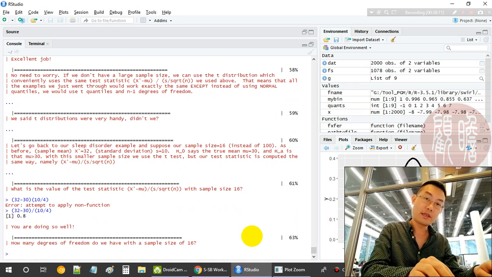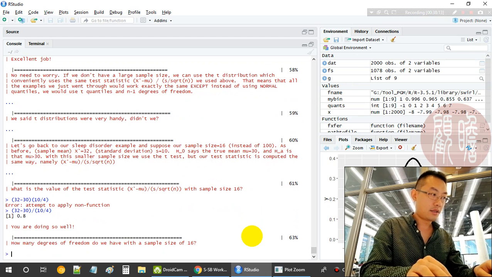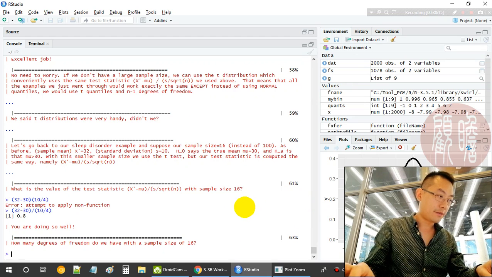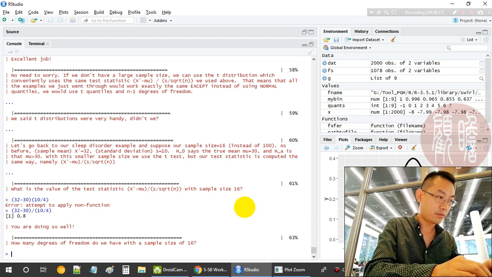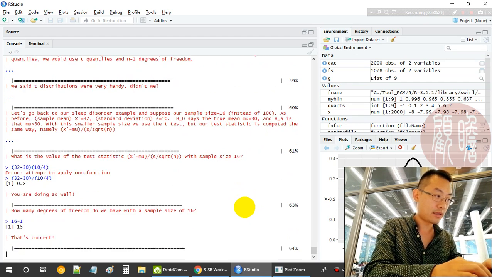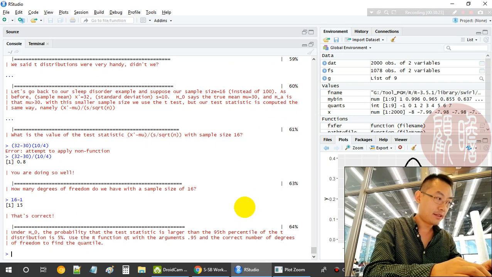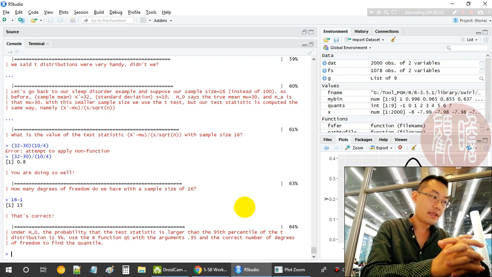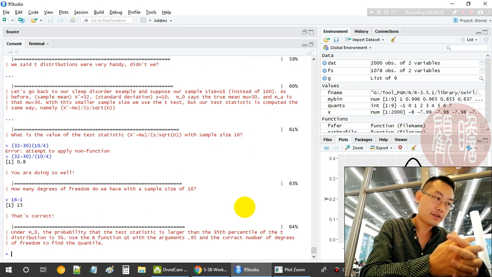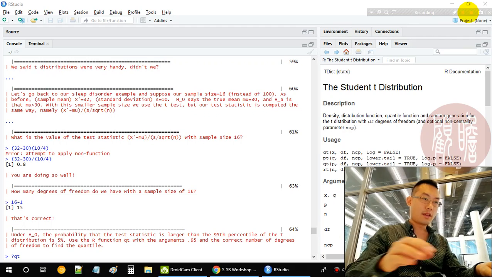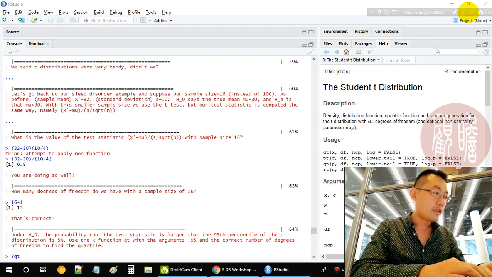Okay, 0.8. So the standard error is 0.8. How many degrees of freedom do we have for the sample size 16? So 16 minus 1, n minus 1. Under H0, the probability that the test statistic is larger than 95%. Yeah, this is the t distribution.